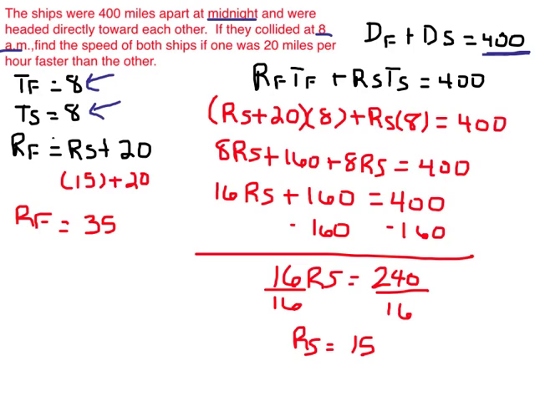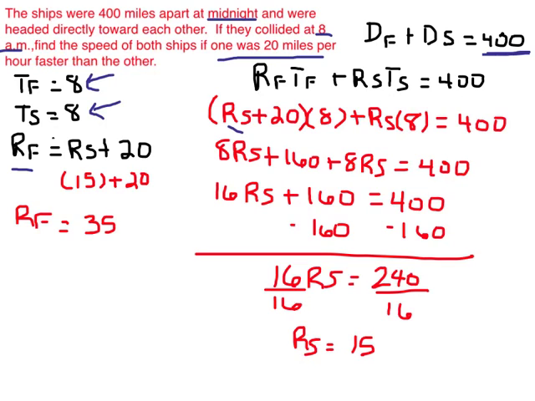Find the speed or rate of both ships if one was 20 miles per hour faster than the other. So let's say that the rate of the first and the rate of the second are not the same. If I added 20 to the second one, it would be the same as the first. Alright, so now the rate of the first then must be, we're going to solve for that.